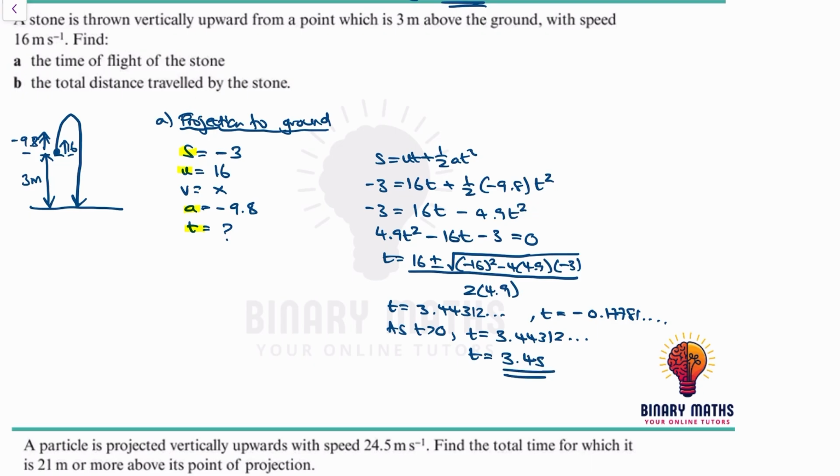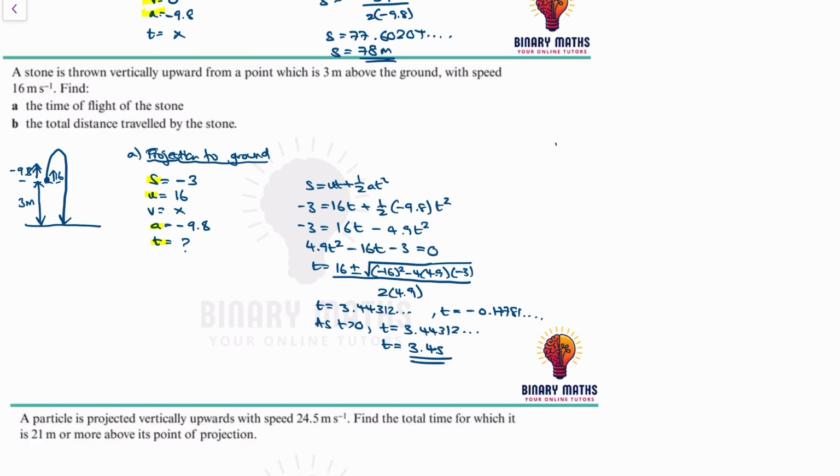The total distance travelled by the stone. So what I need to do is find first up to the highest point. If I find out the journey from here to here, then I know the distance travelled from there. So at the highest point we know v is equal to 0. So projection to highest point.